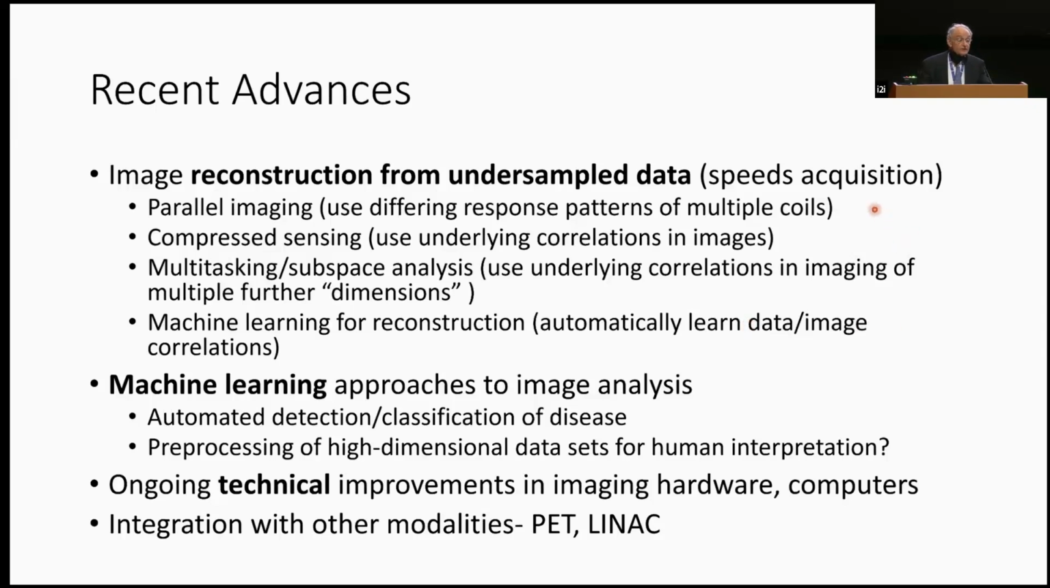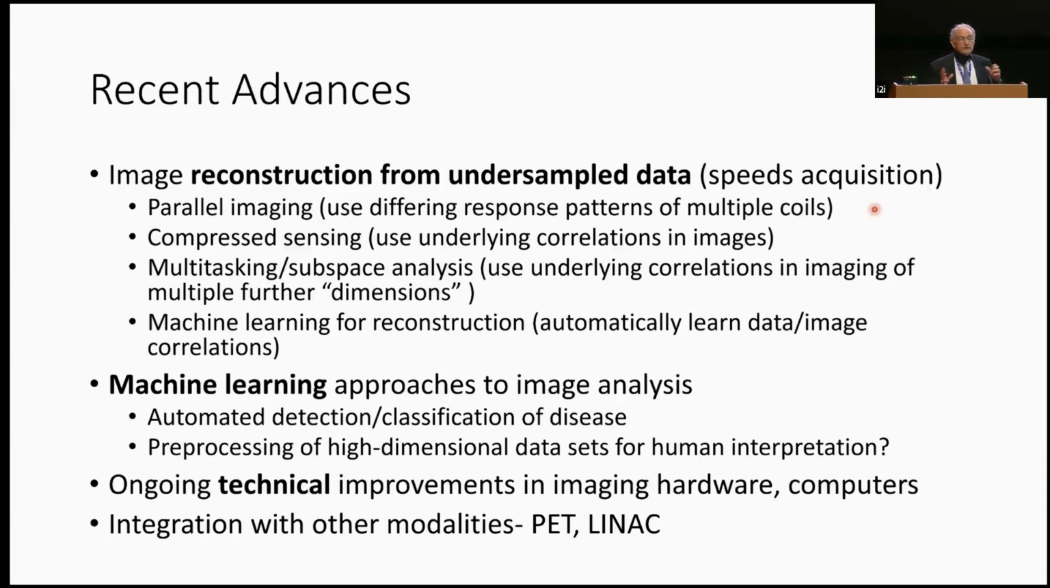As I mentioned, Dan had done a lot of work in parallel imaging, so-called, using the different response patterns of having these multiple arrays of coils scattered around the body, using that to disambiguate what would otherwise be undersampled problems. And compressed sensing is another area that Dan's worked on, and a number of other people, who've done some work on using the fact that images that we create typically are not random.